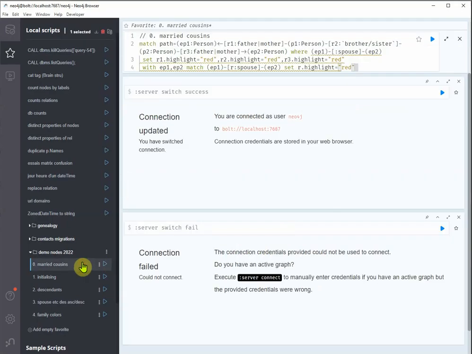So this is the Cypher query to mark the 4 relations involved, to graphically identify married cousins. You match the children of brothers and sisters and you check that the children are married. If so, you set a highlight property to red for the relations involved.